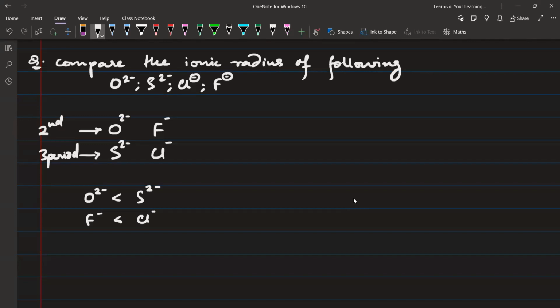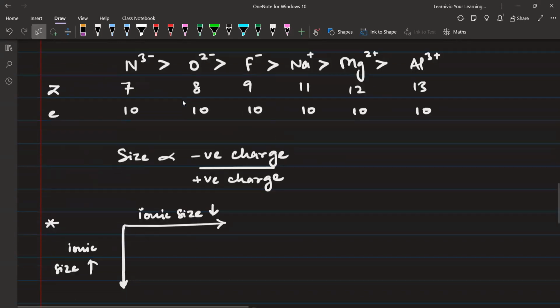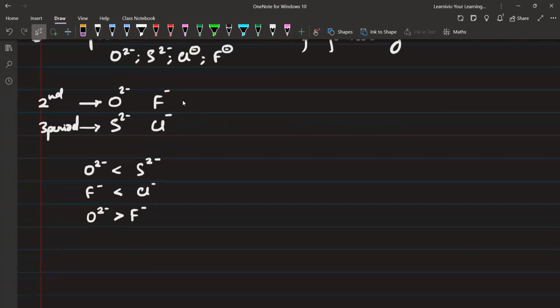Now, next, regarding oxygen and fluorine, oxygen will be larger than fluorine. Why? Because oxygen has 8 protons and fluorine has 9 protons. Both of them have 10 electrons. That is why it will be easier for fluorine to hold those 10 electrons rather than oxygen with 8 protons. In the very same fashion, sulfur 2 negative will be greater than chlorine negative because that too is an isoelectronic species. Both of them have 18 electrons.